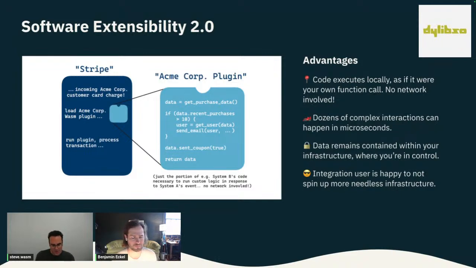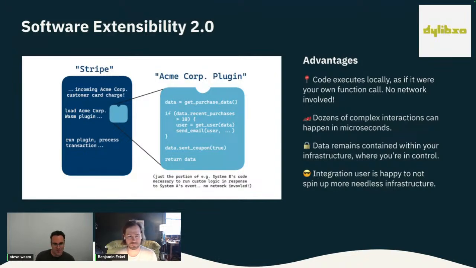This can all be done locally inside of Stripe, inside of the system of record, which means that you can have this very complex interaction inside that source of truth, inside of that originating system, and not have to rely on the network at all. So the advantages here, the code executes locally, right? It's as if it were your own function call. Instead, the logic is being provided by a customer. There's no network involved. You can do these super complex interactions, and the interaction can happen in microseconds.